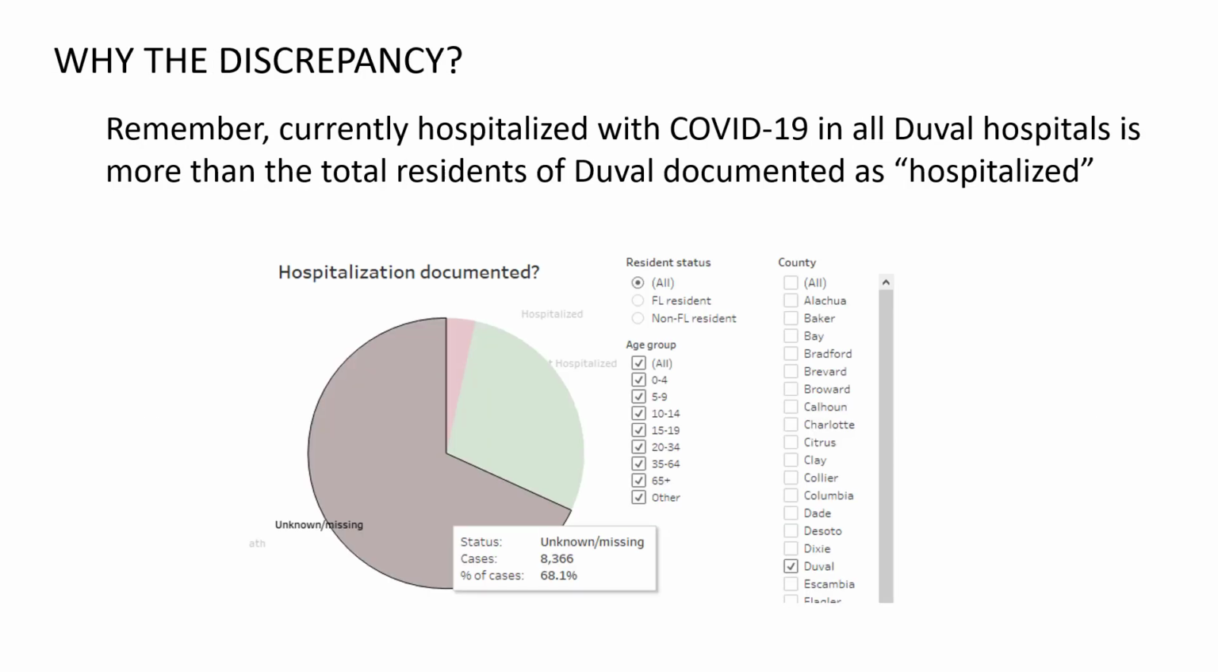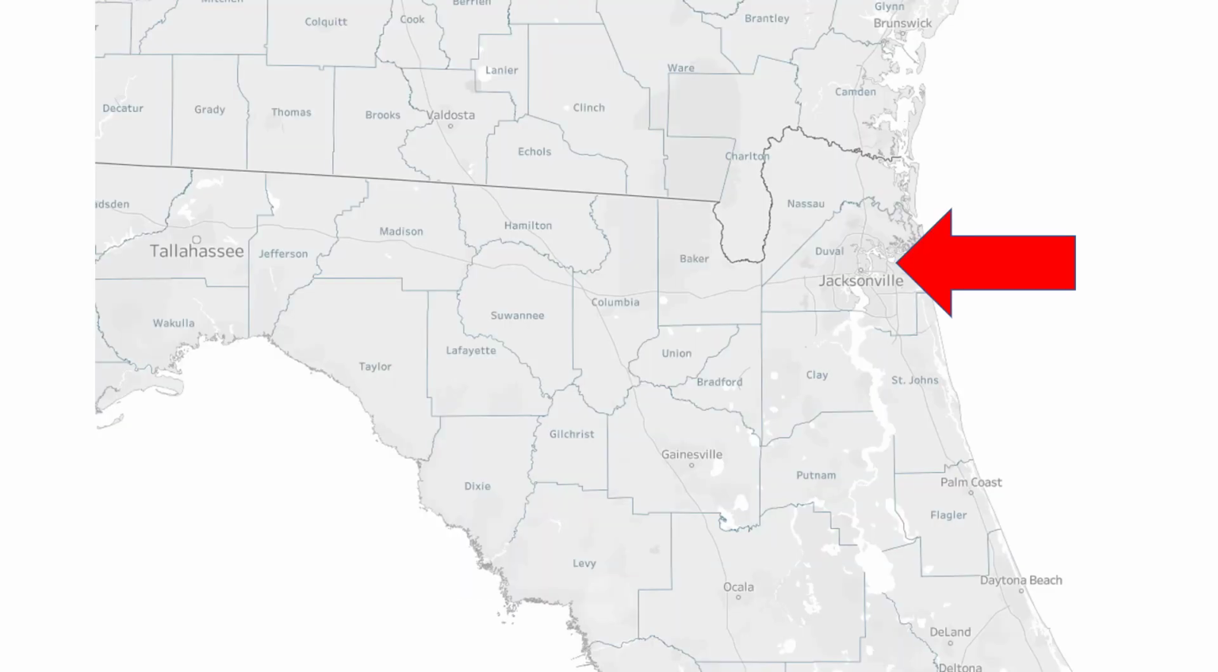So I mentioned that, if we're trying to explain the discrepancy, first of all, I mentioned that the ever hospitalized field was missing 53% of the time. Well, in Duval County, it's missing 68% of the time. So again, missingness and underreporting the total number of cases that have ever been hospitalized could be a reason why we're seeing such a low number than what we would expect based on the currently hospitalized population. But here's another plausible factor that's going into the difference in these numbers.